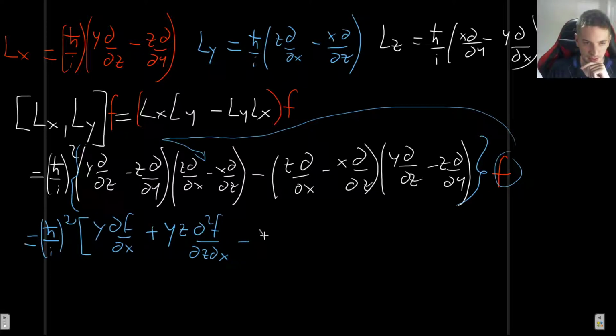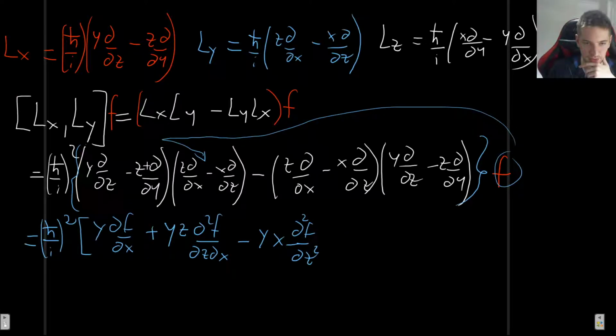We get minus y d by dz of x df dz. But x is not affected by the partial derivative with respect to z, so we can just take it outside. It was a derivative in which direction? Sorry, it was in z, so it's actually the second derivative in z. Now we have the first two terms.